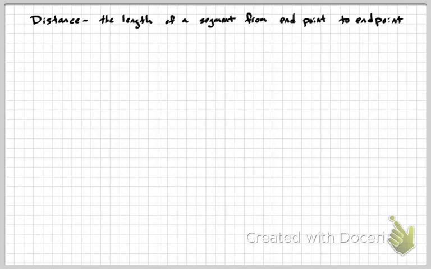Which brings us to the last part of 1.2, which talks about distance. So distance is the length of a segment from an endpoint to an endpoint, or the distance from one point to another. Now, distance can be calculated in two different ways. It can be calculated on a number line, but it also can be calculated on a coordinate plane, like an XY graph. Now, the way that we find distance or length differs a little bit between these two.